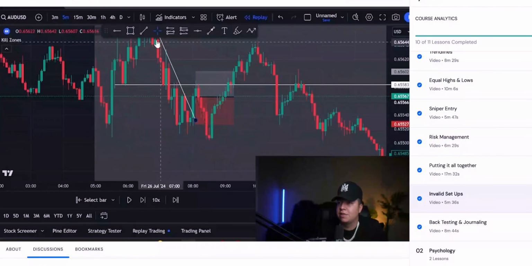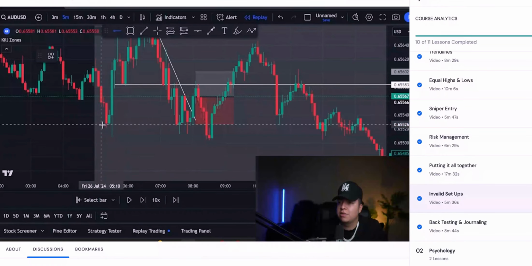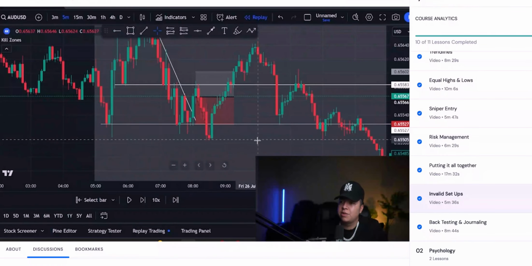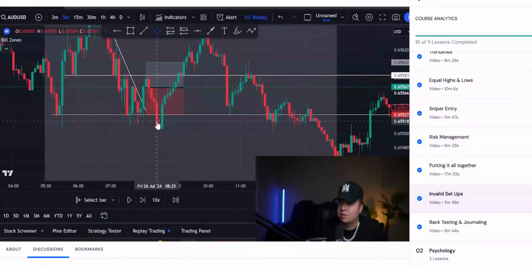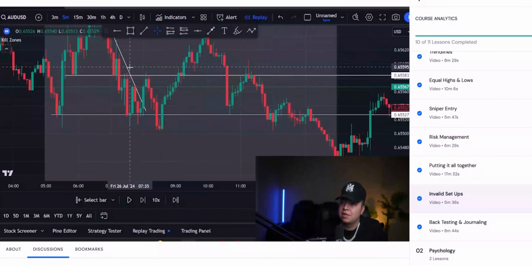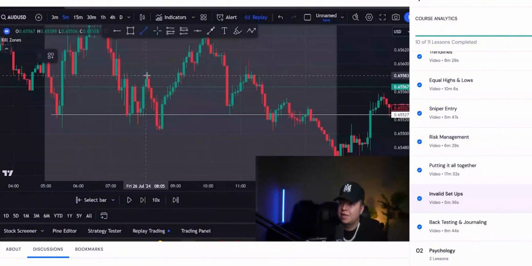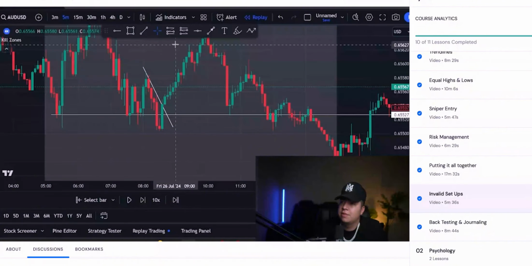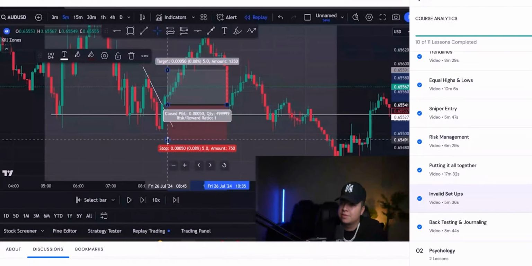We would look for another setup. Now if you see right here, we have equal lows. Since we have equal lows right here, we got a whole other setup. Candles close below. Let's delete this. Same thing. Trend line. We got the signal that we want right here. Sniper entry signal.